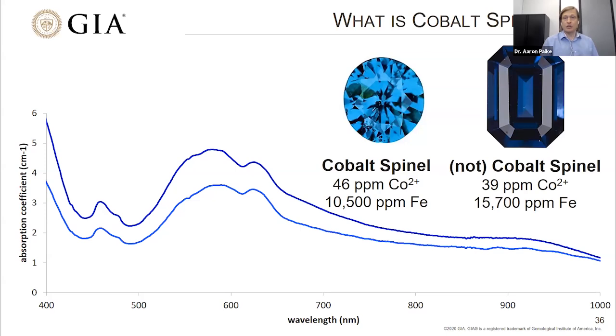Now we could contrast that with the spinel that was not cobalt spinel, the darker inky blue spinel. It had 39 parts per million cobalt and about 16,000 parts per million iron. So it had actually a similar concentration of cobalt, but it had way more iron in this stone. And it was this iron that was causing this inky dark blue color.